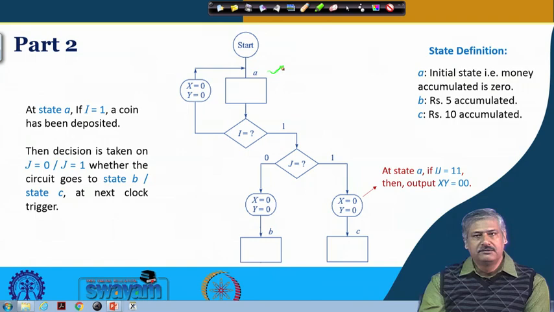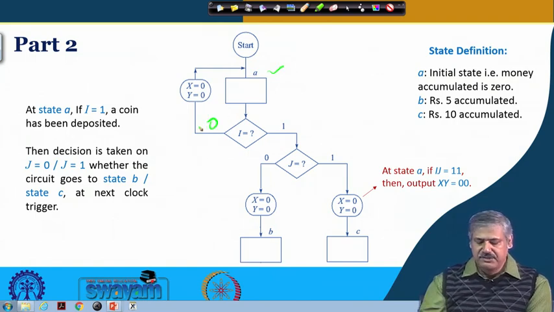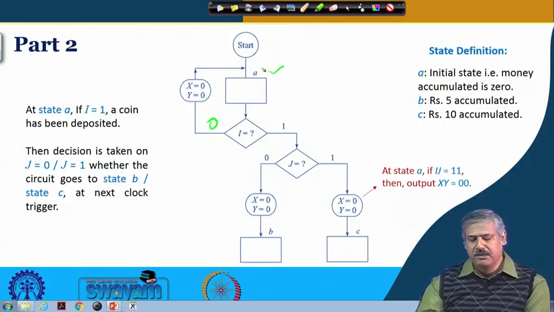So at A, I is equal to 0. If it is 0, its output, of course, is x is equal to 0 and y is equal to 0, and it remains at A. But if it receives 1, if it senses that it is 1, then some coin has been deposited. Depending on j, whether 0 or 1, it will be rupees 5 or rupees 10. If it is 0, it is at state A, rupees 5 has been received, no output. No output means no product delivery or rupees 5 return. So that's why these two are 0, 0, and it goes to B, that is rupees 5.